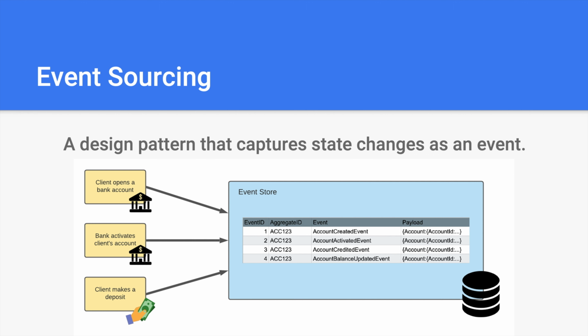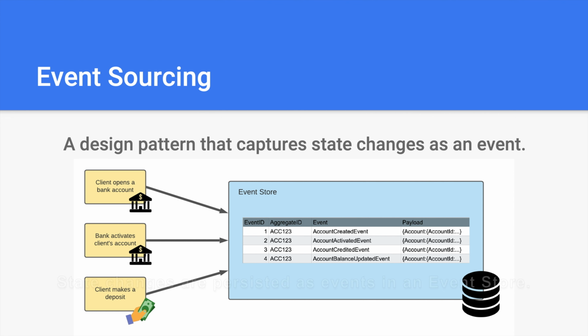A new client heads over to a bank and opens up a new account. The bank creates the account and activates it so that it's in a usable state. The client then decides to deposit a certain amount to his account. Now, these are all considered events, and for every event that occurs, the state of the account aggregate is changed, and normally this is good enough for us.